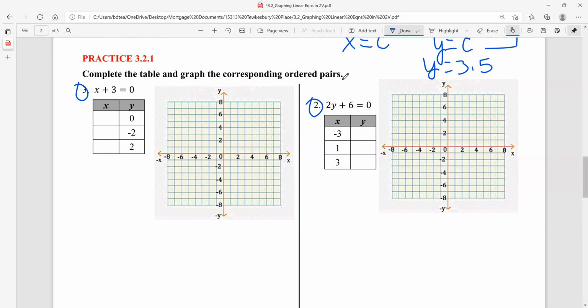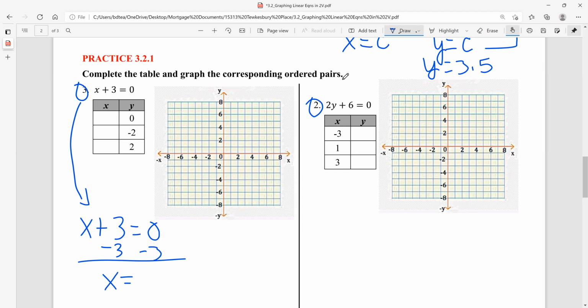When you have equations with only one variable, you have to solve for that variable. If we take this equation, x plus 3 equals 0, and solve for x, we subtract 3 from both sides. So x equals -3. You see x is a constant here. That means all the values of x are going to be -3.